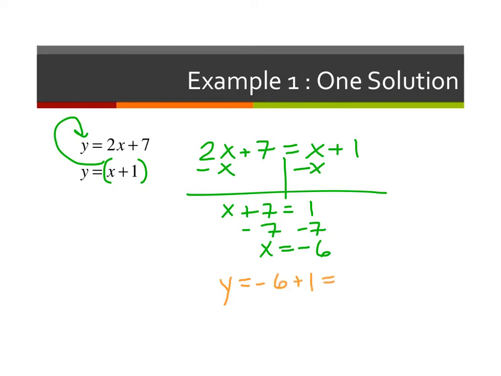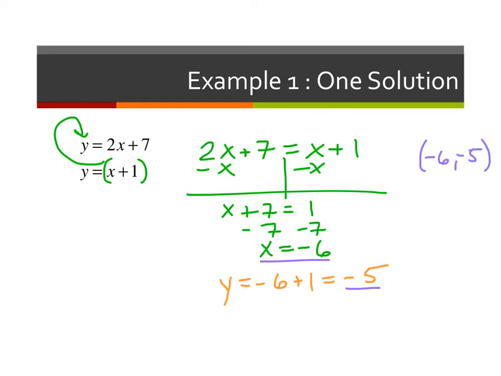You're going to hear a lot of that in class. Negative 6 for x plus 1 is negative 5. So now I have my solution. I have x equals negative 6 and y equals negative 5. And I'm going to write it as an ordered pair. Negative 6, negative 5.